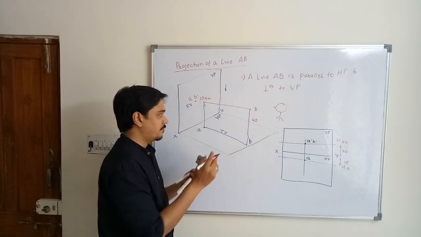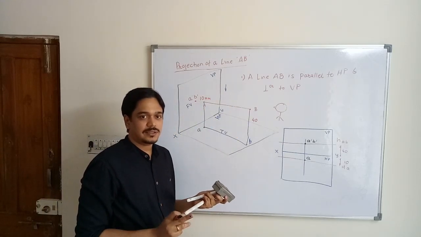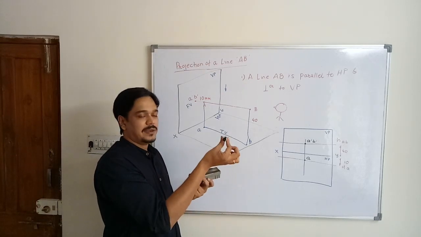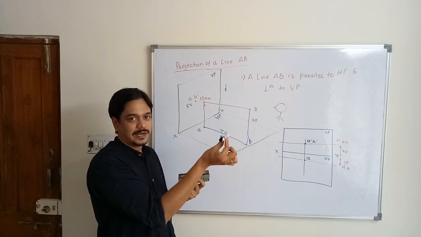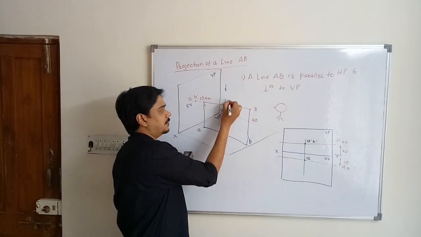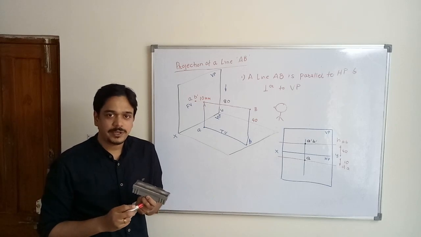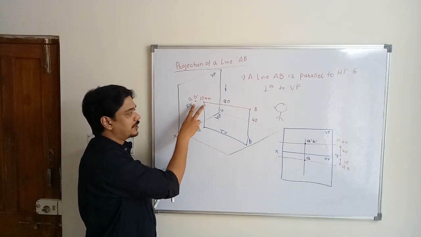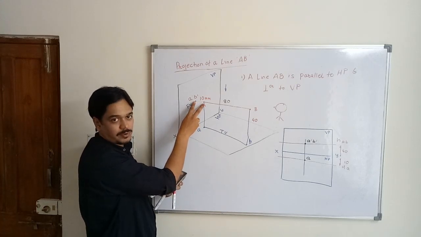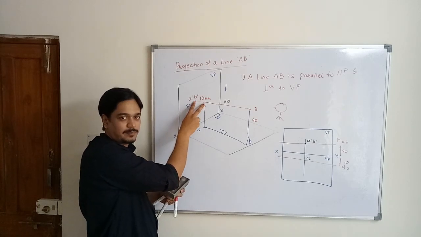For this you will require the length of the line AB, that is, the actual length of the line AB. Let us take the length of this line as 80 mm. So the length of the line is 80. So how to locate point B? How to calculate the depth of point B? You already know that A is 10 mm away from VP. So A is 10 mm in front of the vertical plane.